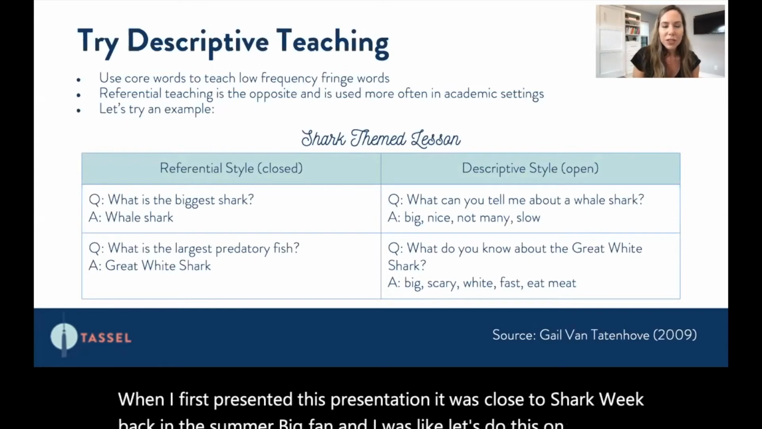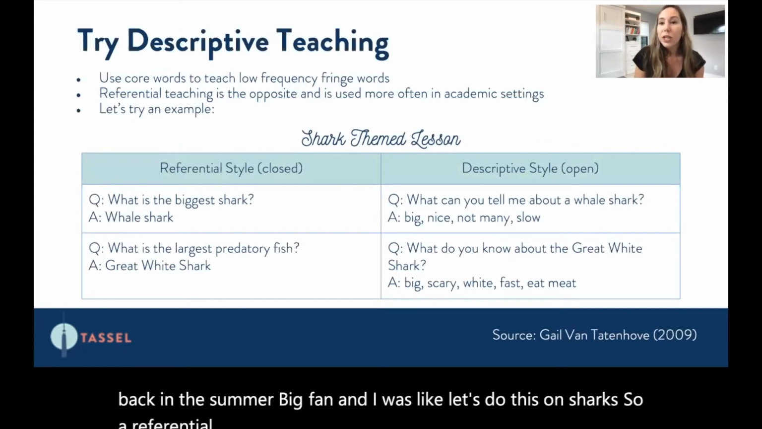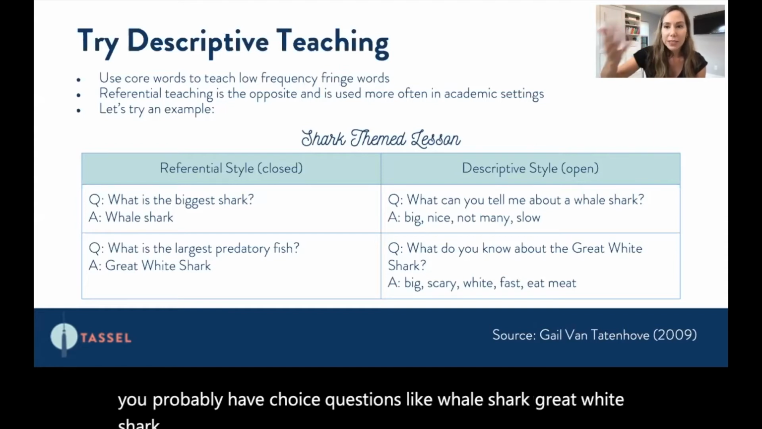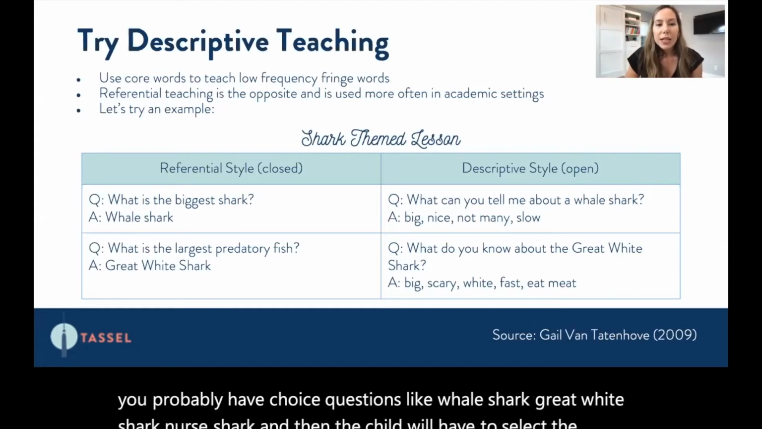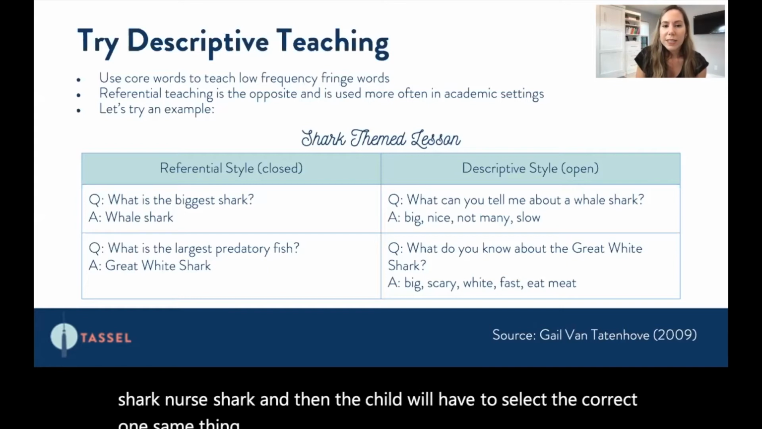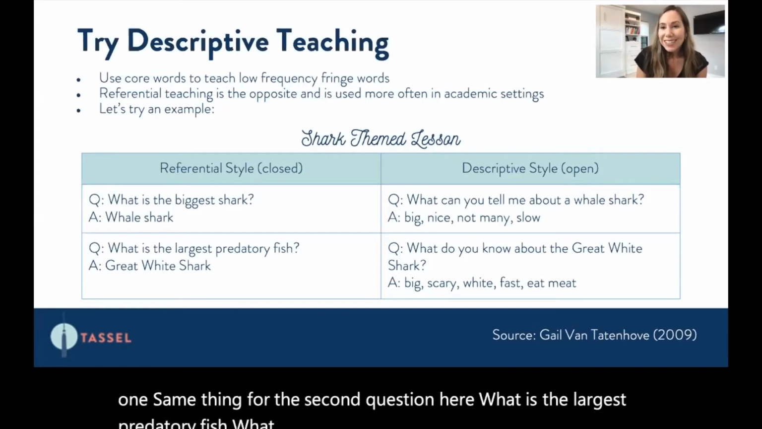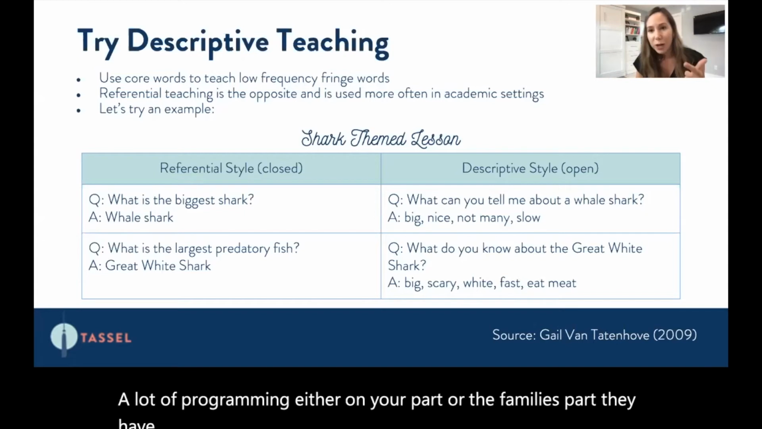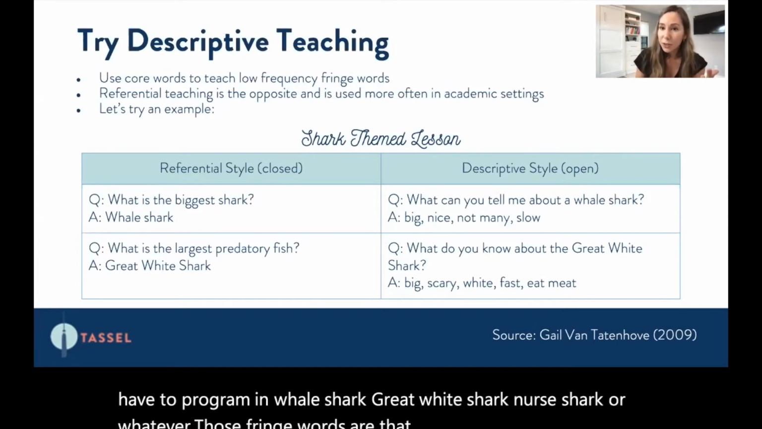So a referential style question would be, what is the biggest shark? And you'd probably have multiple choice options like whale shark, great white shark, nurse shark, and then the child would have to select the correct one. Same thing for the second question here. What is the largest predatory fish? What this requires is a lot of programming, either on your part or the family's part. They have to program in whale shark, great white shark, nurse shark, or whatever those fringe words are that they need to answer the question.